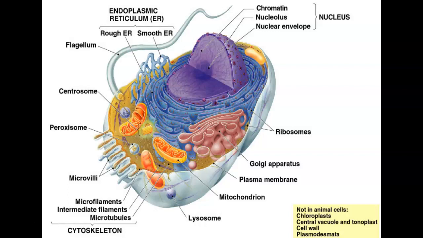There are no central vacuoles. There might be smaller, lesser vacuoles throughout, but there's no giant central vacuole. There's no cell wall. And not really important right now, but there's no plasmodesmata, which I'll talk about at a later time point. Don't worry about that vocab word.